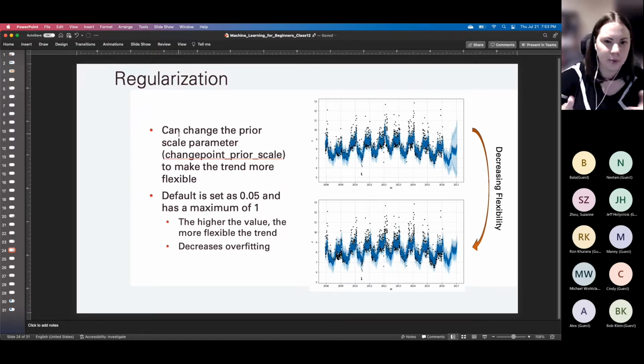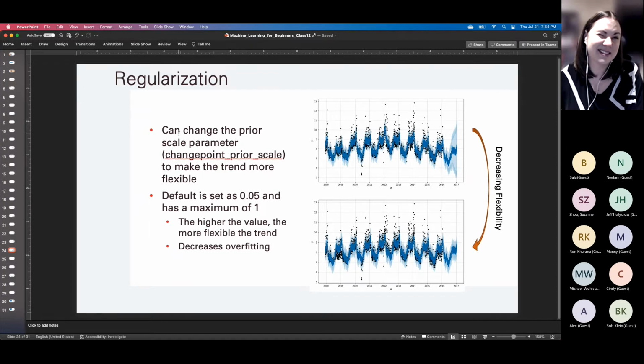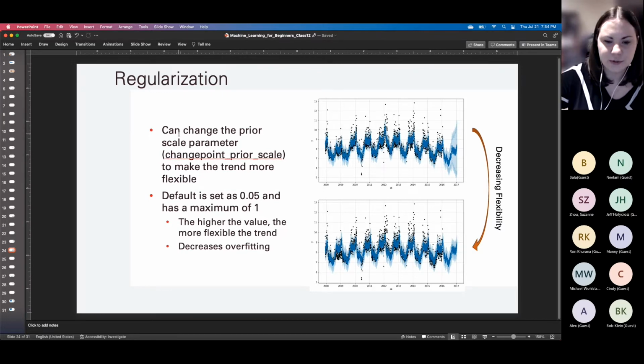So that's just a hyperparameter. I cover regularization in a lot more detail in, I believe, class 4 of my series when I talk about ridge and lasso regression. So I'm not going to get too deep into that.